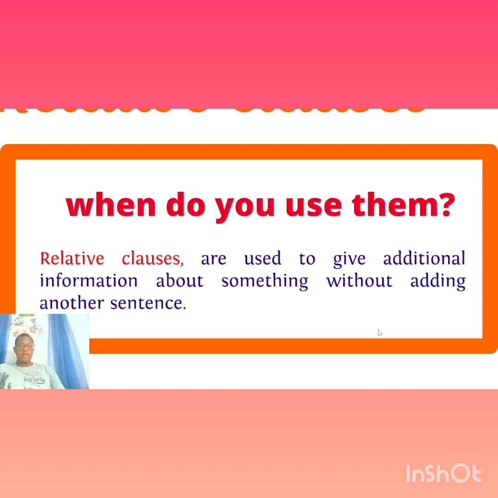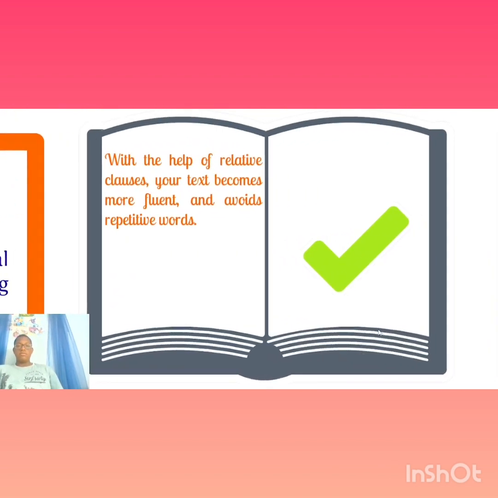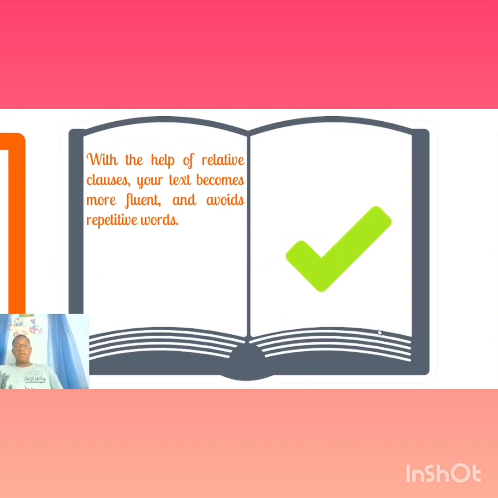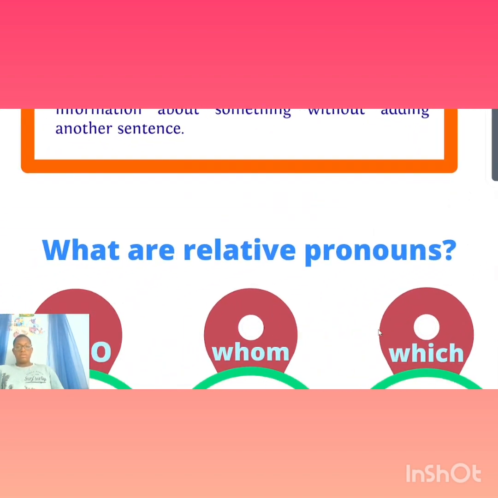Relative clauses are used to give additional information about something without adding another sentence. With the help of relative clauses, your text becomes more fluent and avoids repetitive words. Now, in order to have a relative clause work properly, you need relative pronouns, which are specific to different types of sentences and what's going on in the sentence.